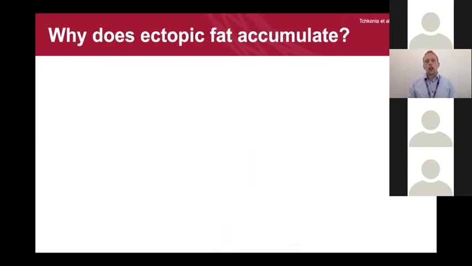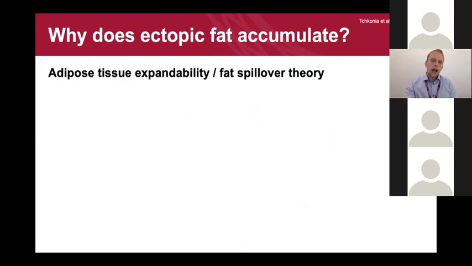Now we're going to look a bit more in detail at the physiological mechanisms as to why fat can accumulate in these ectopic regions which aren't built for mass fat storage. The most commonly talked about theory is what's called the adipose tissue expandability and fat spillover theory.